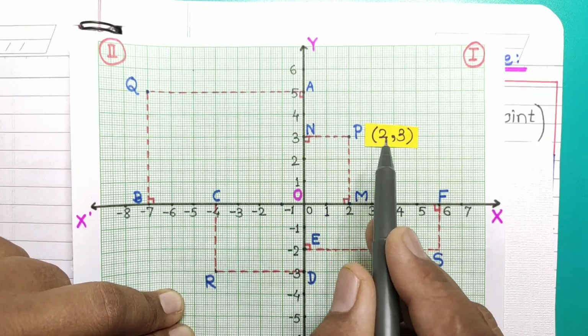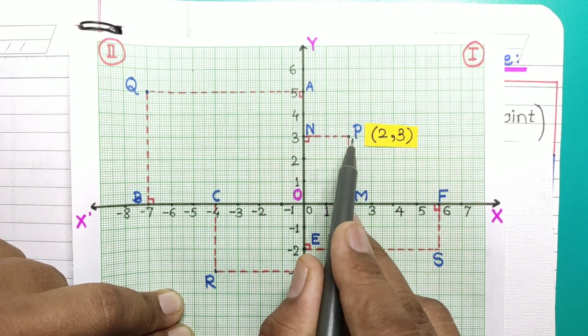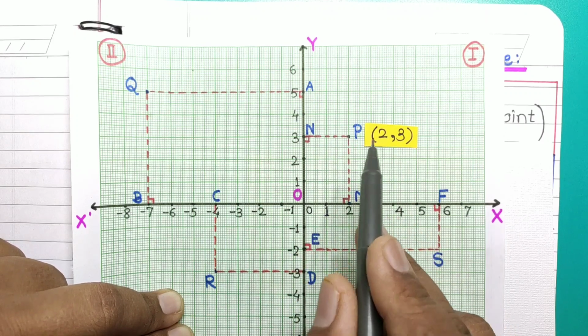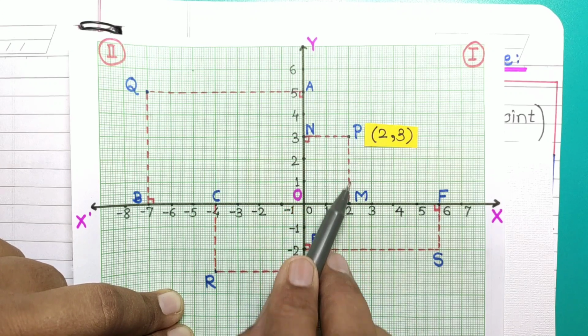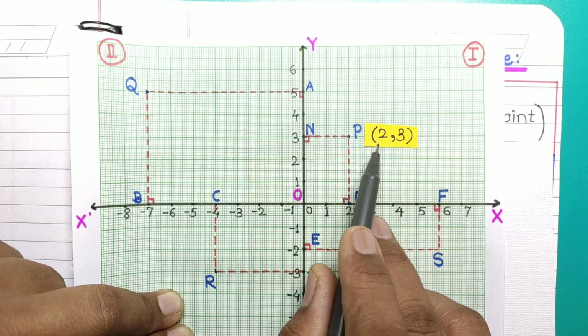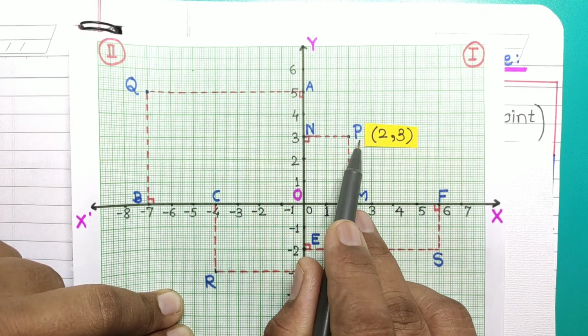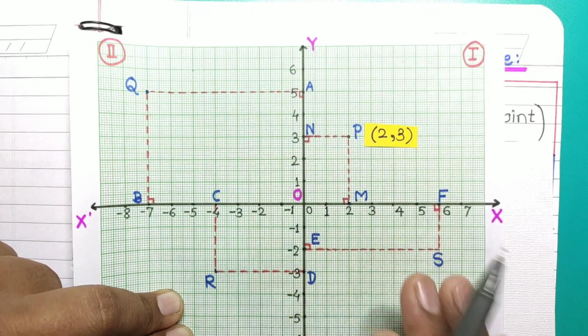So this x coordinate 2 is the distance of point P from y axis, which is x coordinate, and 3 denotes distance of point P from x axis, it is y coordinate. Hence this ordered pair forms the coordinates of point P. You note this concept properly. Okay.